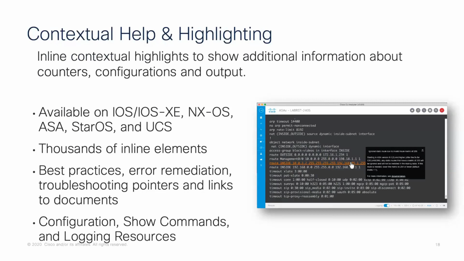But as TAC engineers, we've spent a lot of our careers learning about what all the different output on our CLIs mean. And contextual help and highlighting is our way of taking that knowledge and putting it directly into the CLI output as it's displayed on the screen. This is a capability that's in the Cisco CLI Analyzer, and under the hood, what actually happens is as the content from a show command or whatever you've entered on the CLI scrolls across the screen, we are pattern matching to key terms, phrases, variables, values, etc. that are in that output.